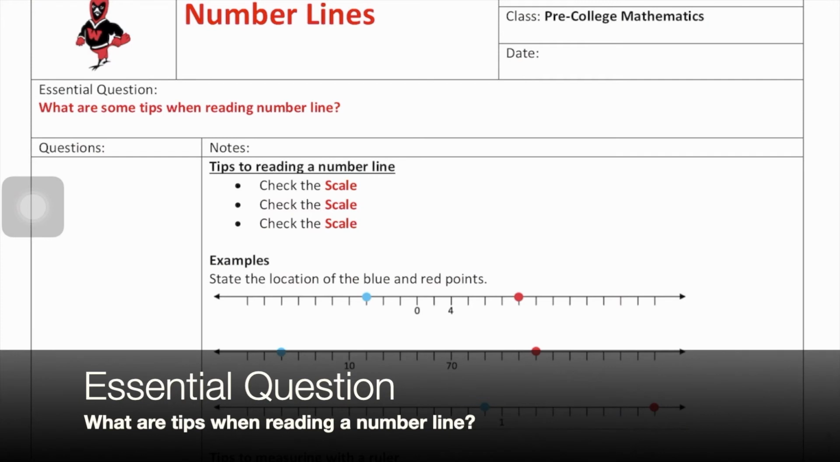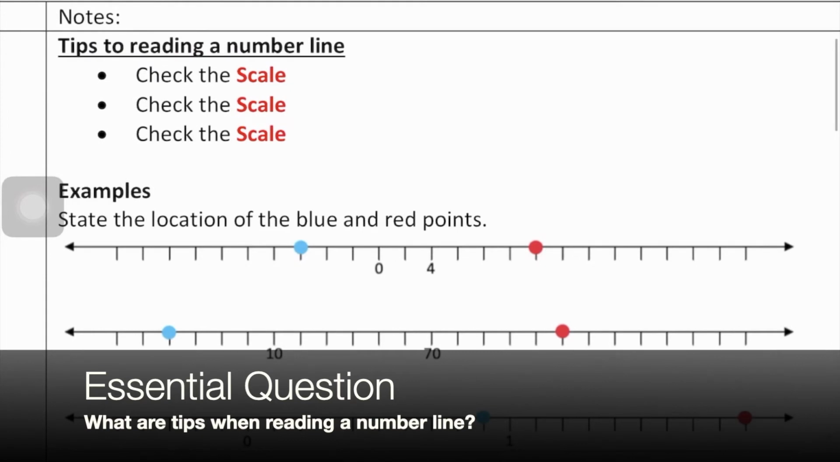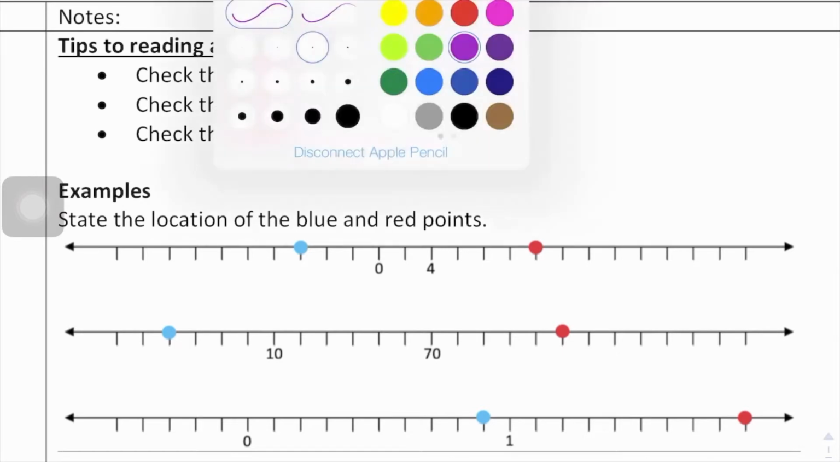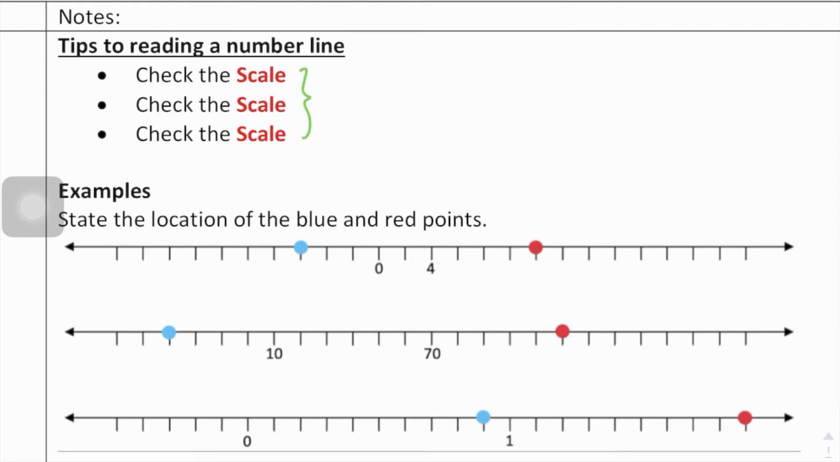All right, we're going to go over some number lines in this video. A couple of tips to remember when reading a number line: always check the scale, right? When you're checking the scale, we're trying to figure out how much it is from one tick mark to the next. Once we figure that out, we can figure out the rest of the measurements and locations of each point.